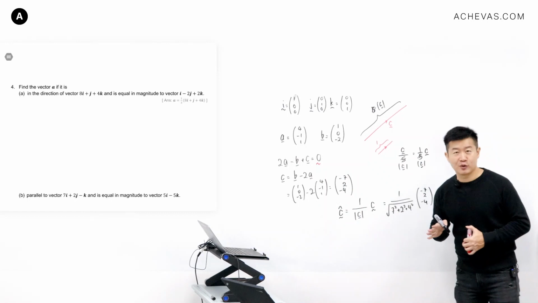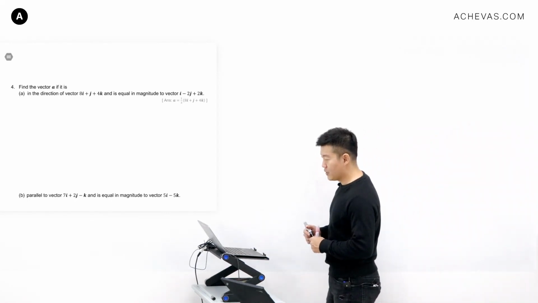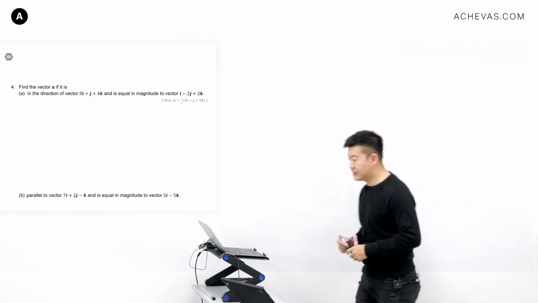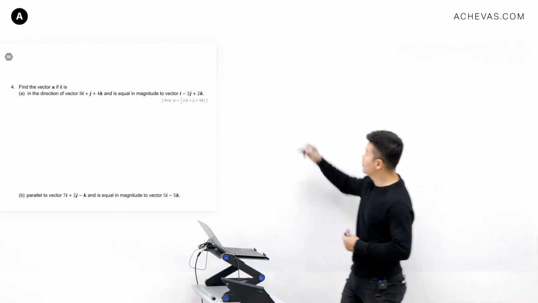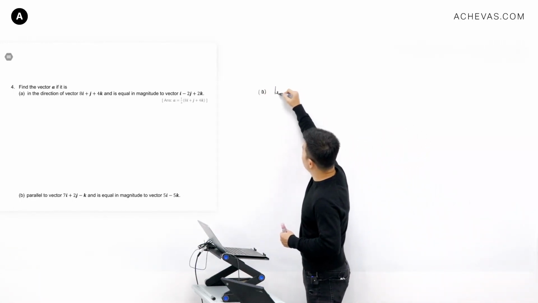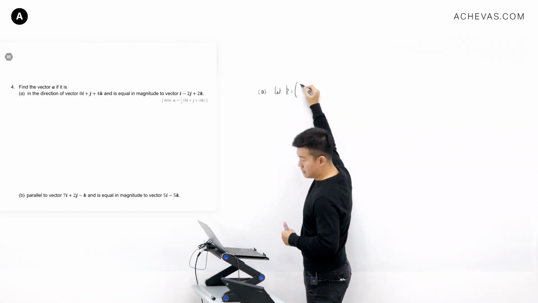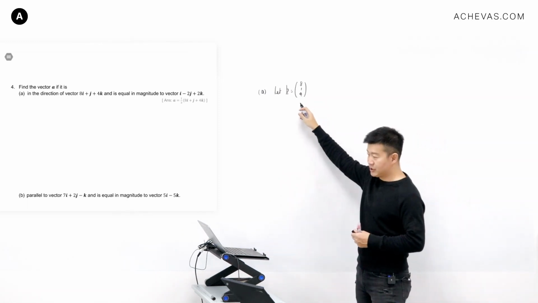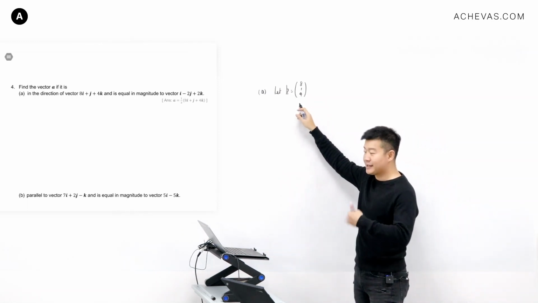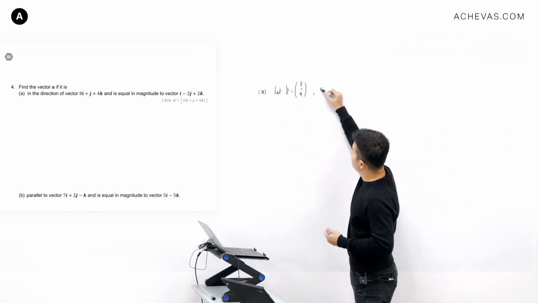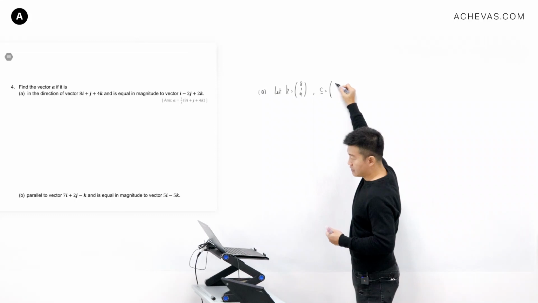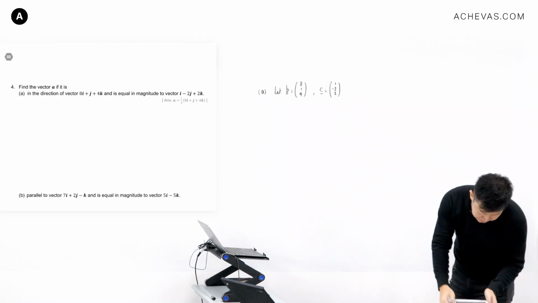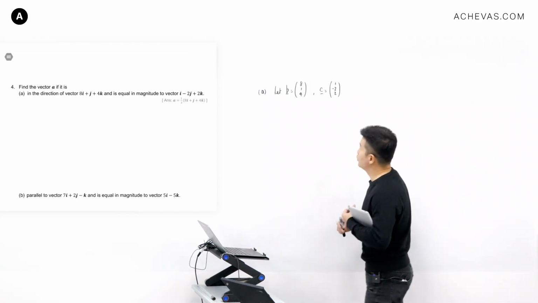Okay, 4 and 5, let's take a look at it. So let's take a look at this 4a. We are supposed to find this vector a. And this vector a is in the direction of 8i plus j plus 4k. I'm going to call that vector b. So I'm going to let vector b be this 8, 1, 4. And it is supposed to be in the same direction as this, and it will bear the same magnitude as another vector. I'm going to call this other vector as vector c. So it is going to be this 1, minus 2, 2.